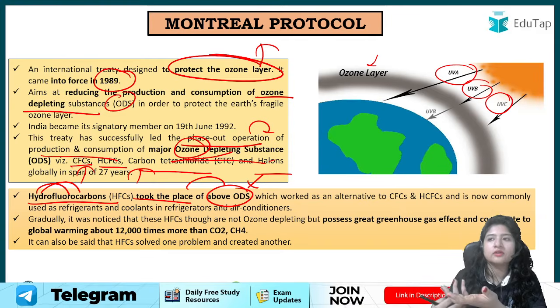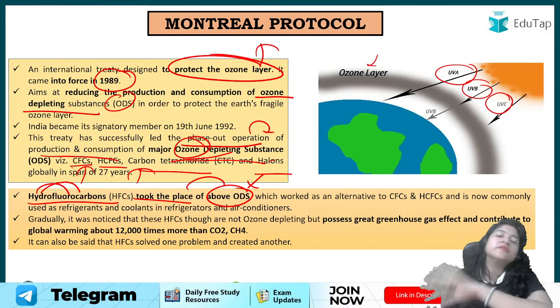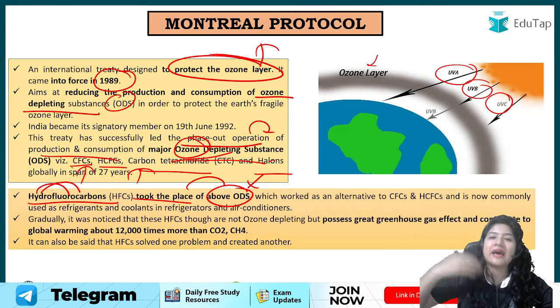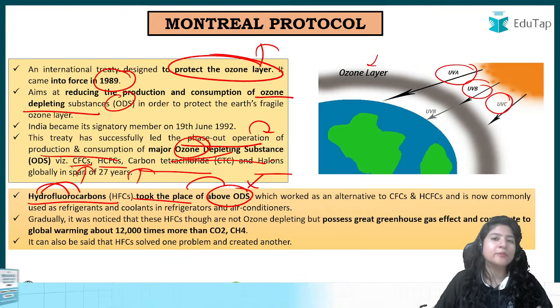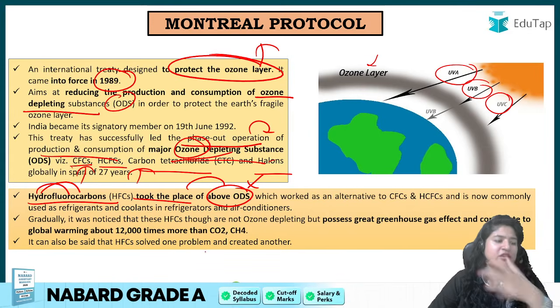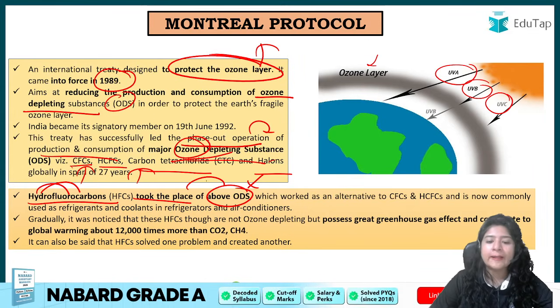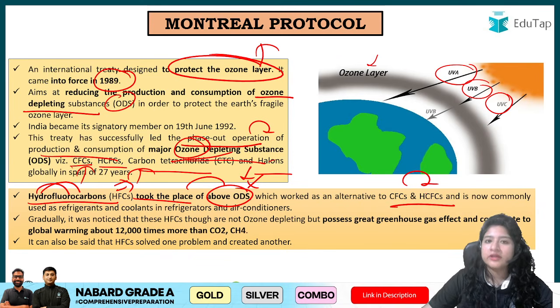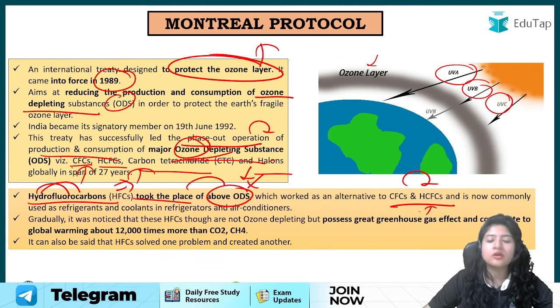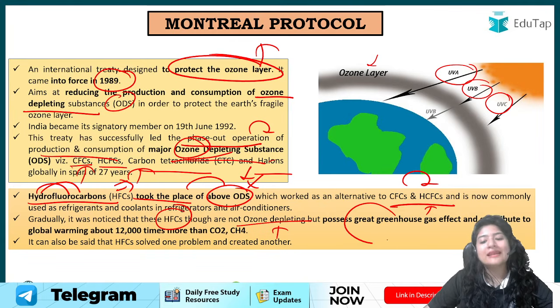If those have to be phased out, these ODS have to be replaced by something so that the smooth functioning of the appliances that were used before can happen. They were usually used in electronic appliances. So hydrofluorocarbons replaced ODS and acted as an alternative for chlorofluorocarbons and hydrochlorofluorocarbons. But later it was observed that even though these hydrofluorocarbons are not ozone depleting, they are leading to the greenhouse effect.